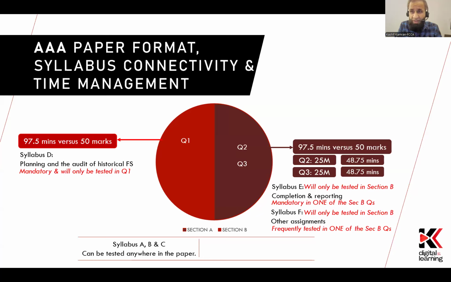Syllabus area G, current issue. Only when an article is published. Current issue is not examined in every single exam setting of AAA. If I give you the last 5 years analysis of AAA, I think hardly 3 times in the last 5 years current issues are examined.